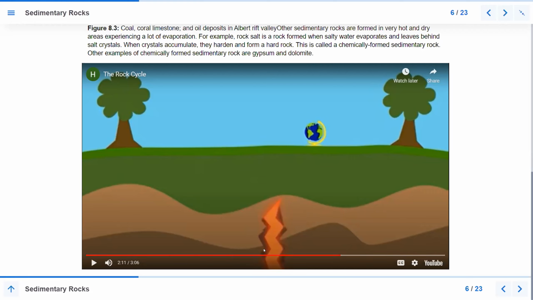The rocks here in the neighborhood have been heated and changed. When they are changed, they are now called metamorphic rocks. So then it becomes a metamorphic rock. So that's about rocks and their formation.